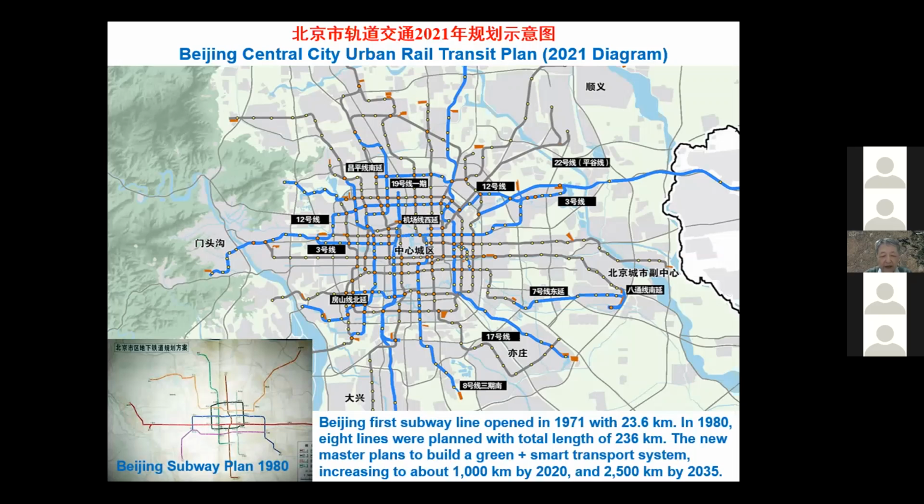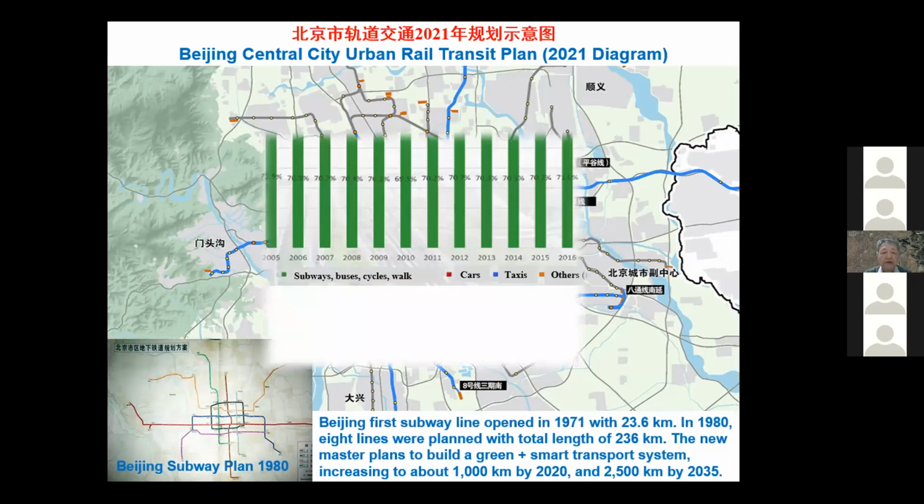But the new master plan will build a green and smart transport system, increasing the rail system from the current nearly 1,000 kilometers, combining the subway and suburban rail, to 2,500 kilometers by the year 2035.